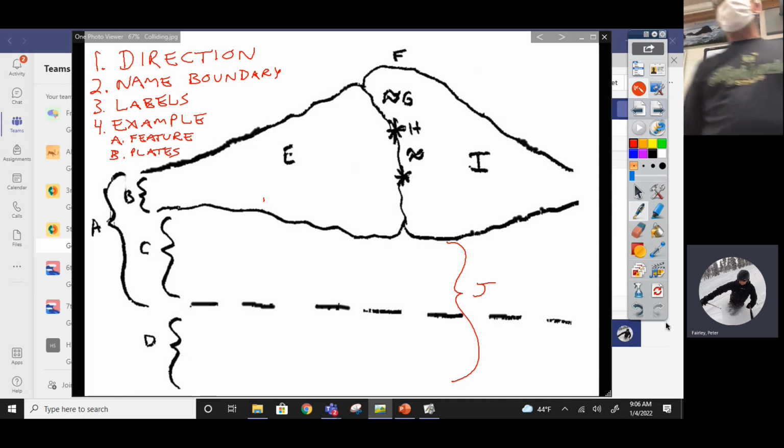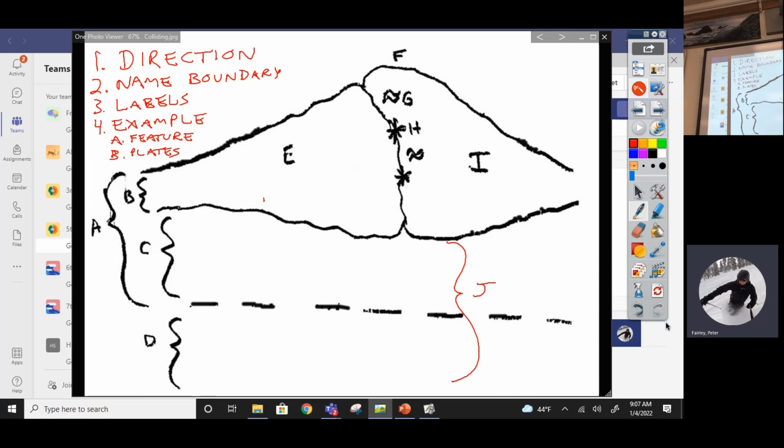Letter E and I, in this case, they're both continental crust. Do you remember what kind of rock makes up the continental crust? Granite makes up the continental crust. Or basalt. And no, basalt makes up the oceanic crust. Oh, okay. Yeah. So you got to keep that in mind.